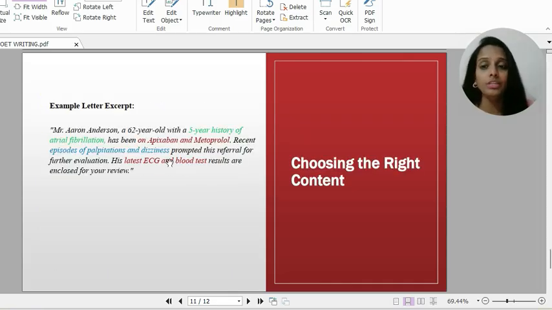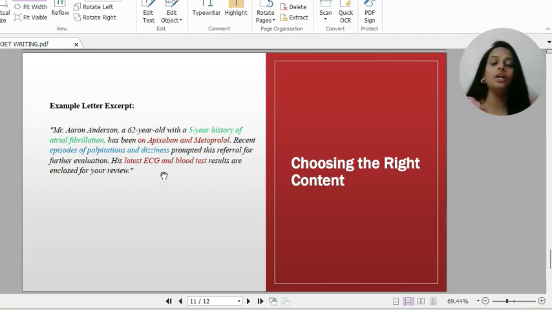So here you can see they have mentioned the condition, history condition, a 5-year history of atrial fibrillation, right? And it provides the essential context of the history. And when you see the current medications or the lab results, they have clearly mentioned the patient has been on apixaban and metoprolol. His latest ECG and blood test results are also enclosed for your review.